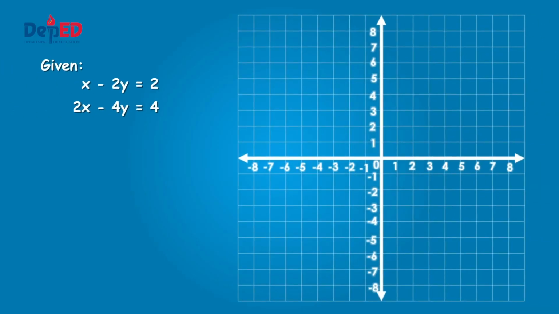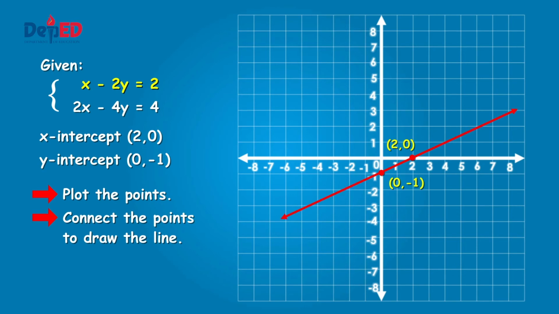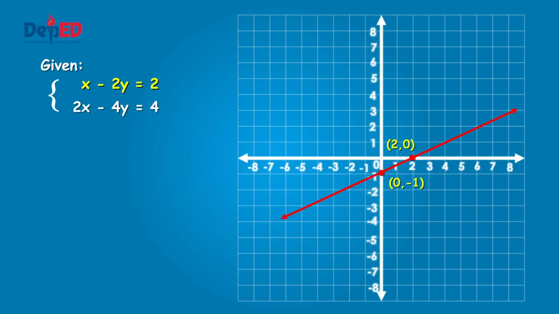Let's take a look at another system of linear equations. Consider the system with equations x - 2y = 2 and 2x - 4y = 4. Identify 2 points by taking the intercepts. What is the x-intercept of the linear equation x - 2y = 2? It is (2, 0). How about its y-intercept? Very good. It's (0, -1). Plot the points (2, 0) and (0, -1). And connecting these 2 points, we now have the line for the linear equation x - 2y = 2.